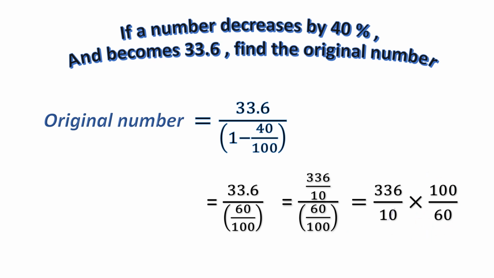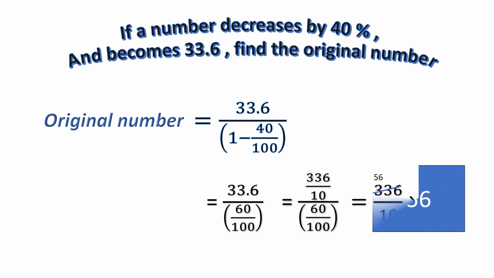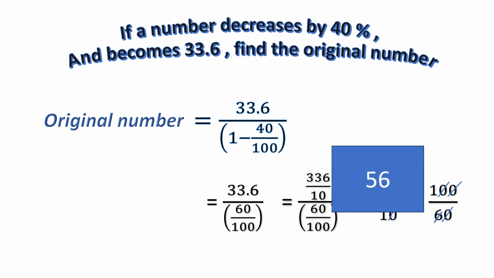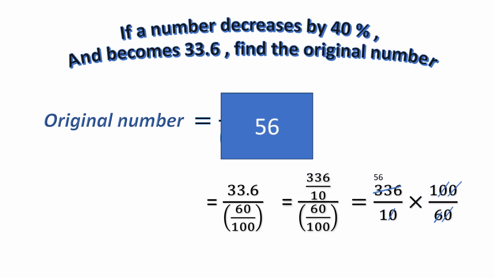Now it's pretty easy to do, so you can just cancel this 0 with this 0, and one more pair of zeros will be cancelled, 60 and this 0. So now we can easily cancel 6 with 336, that gives us 56. Nothing else is there to multiply or divide, so the answer will become 56. So we can just say the original number is 56.